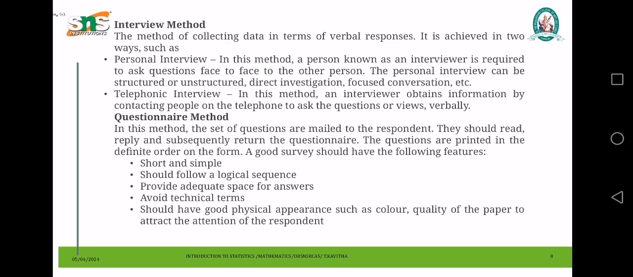Questionnaire method. In this method, the set of questions are mailed to the respondent. They should read, reply, and subsequently return the questionnaire. The questions are printed in the definite order on the form. A good survey should have the following features: short and simple, should follow a logical sequence, provide adequate space for answers, avoid technical terms, should have good physical appearance such as color and quality of the paper to attract the attention of the respondent.